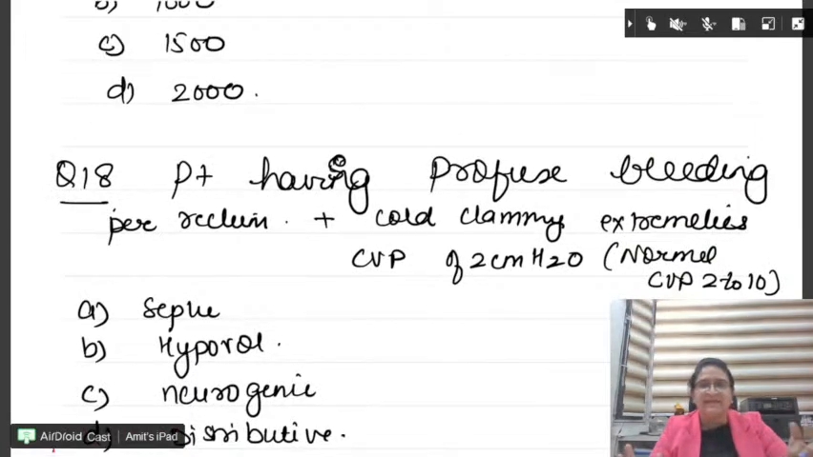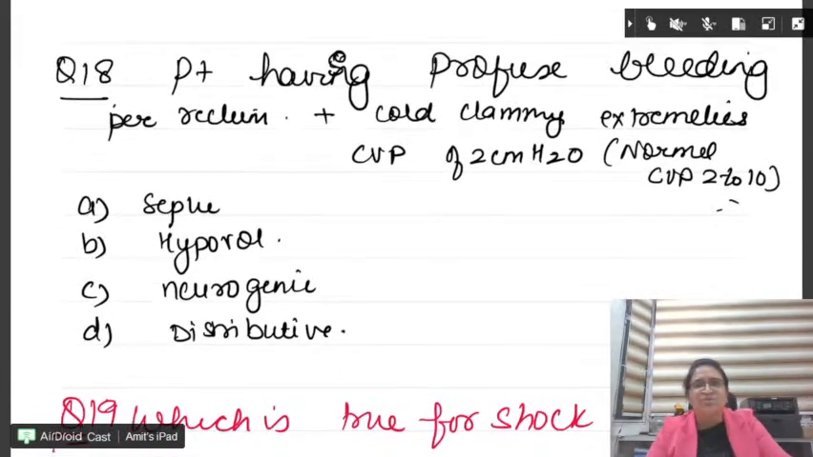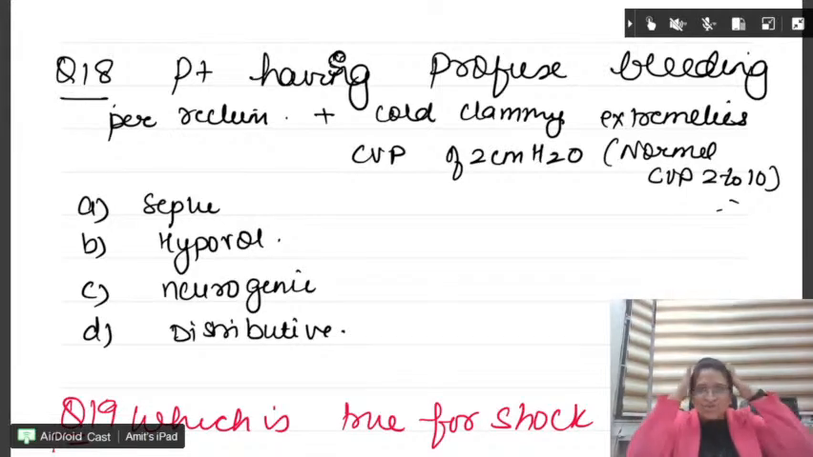Next, question 18. A patient having profuse bleeding per rectum and cold clammy extremities. CVP is 2 centimeter H2O. Normal is 2 to 10; some books also say 6 to 10. You don't need to learn that. So tell me, which shock is it now? Very easy. There are two catch points. You know your answer, but still read the options. Don't become a hero in the exam, thinking I know it, I'll just mark A. No. The answer should be in your head, but read the options.